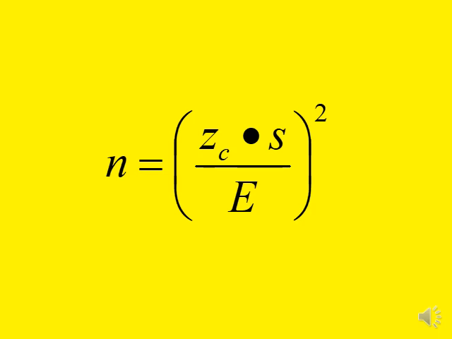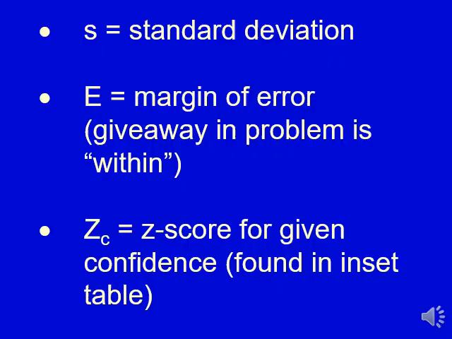It says that if I want to find the number I need, the n, what I have to do is take ZC, we'll find what that is in a minute, times S, which is the standard deviation, divided by E, the margin of error, and I square that. So n = (ZC times S over E) squared. Again, S is the standard deviation, and that's always given to you. E is the margin of error.